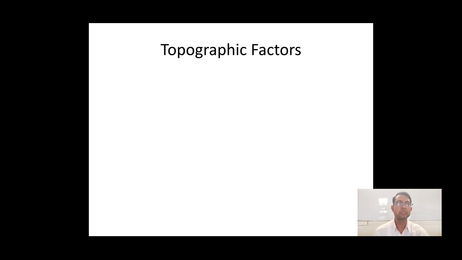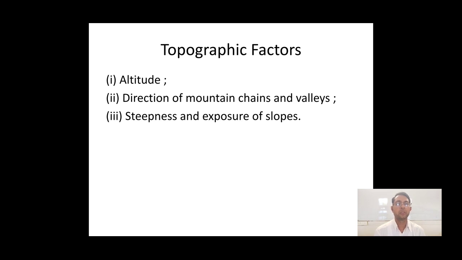Now what is a topographic factor? In a topographic factor we can say that altitude is there, direction of mountain is there, chains of valleys are there, steepness and exposure of the slope is there. So these are the factors related to topography. For example, steepness of the slopes, or the slope size, height, all these things are nothing but the topographic factor.